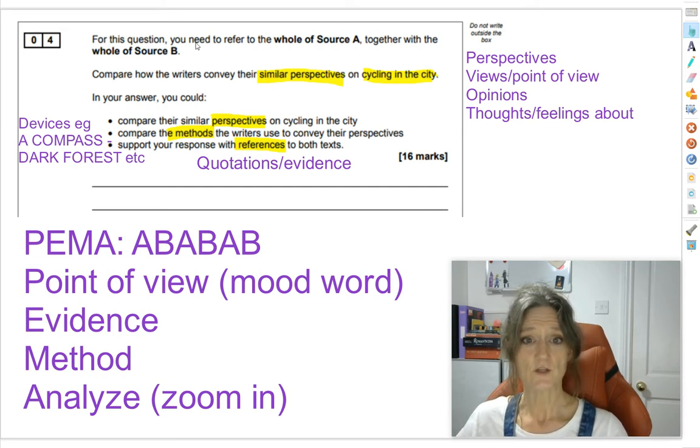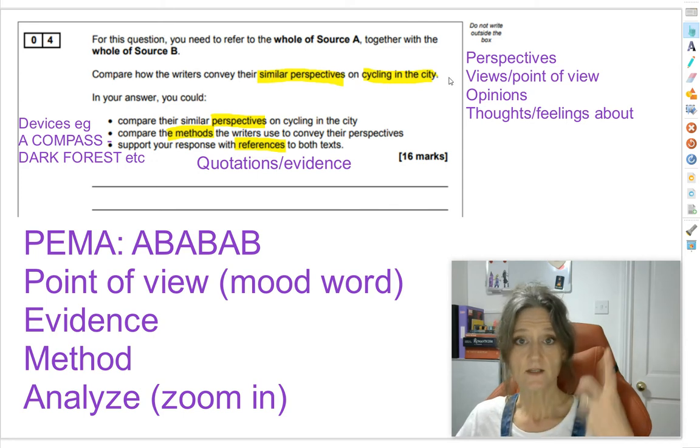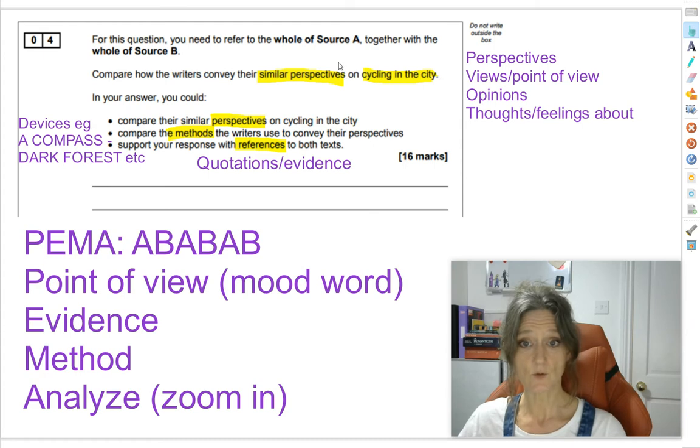For this question, you need to refer to the whole of source A together with the whole of source B. So both of those articles about cycling in our case. And the question is, compare how the writers convey their similar perspectives on cycling in the city. So you can see in November 2018, it was all about similar perspectives. Sometimes it's about different perspectives, so make sure that you are reading the question.